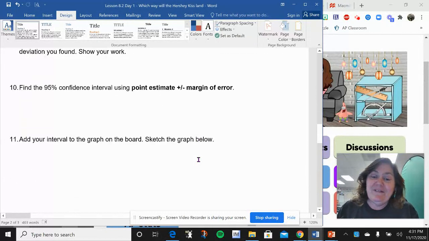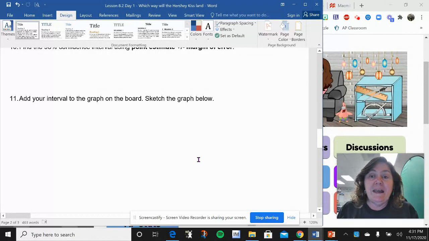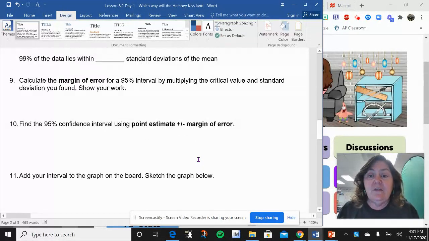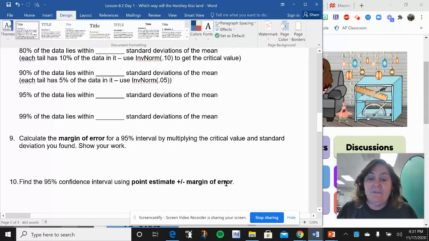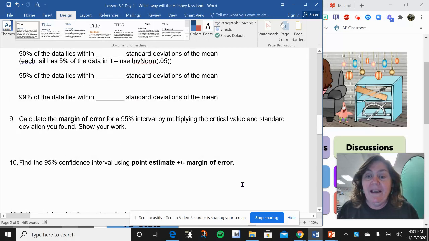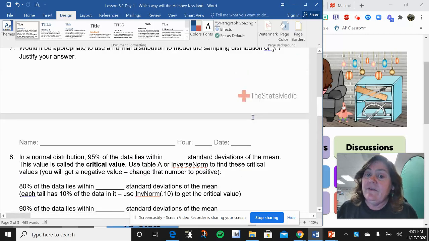We won't be able to do 11. 11 would have been very cool, and I'll come back to that and show you an example of what it would look like. So you're just working all the way through 10 to find a 95% confidence interval, and we'll talk about what that means too. But follow the instructions of what it says to do. I'll come back and give you some answers to these in a second. So this is going to take you a while.